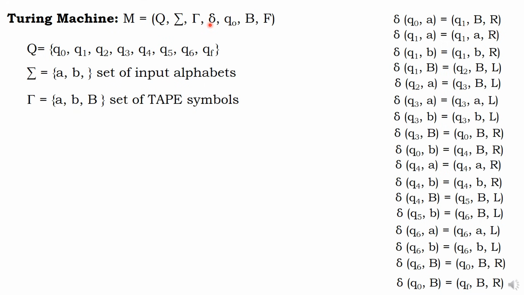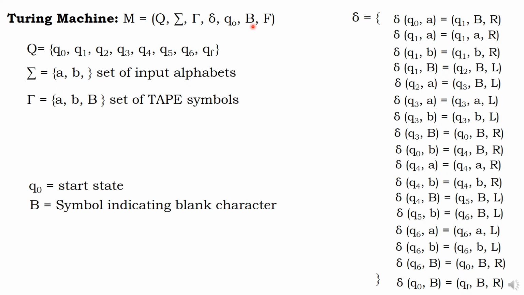Done. Delta, the transition, is nothing but the whole equation. I made the delta transition. Q naught is nothing but the initial state. B is nothing but blank. F is nothing but the final state. Here it is QF. Okay.